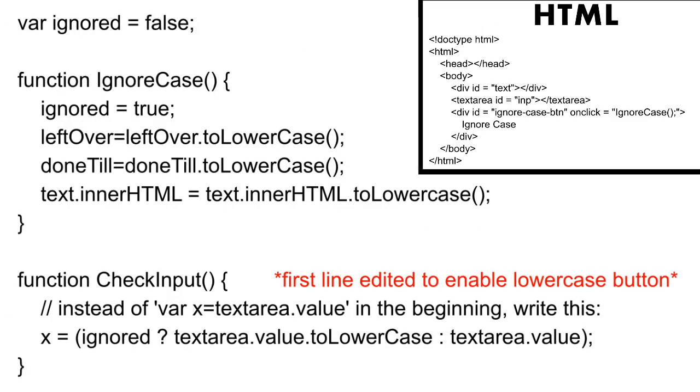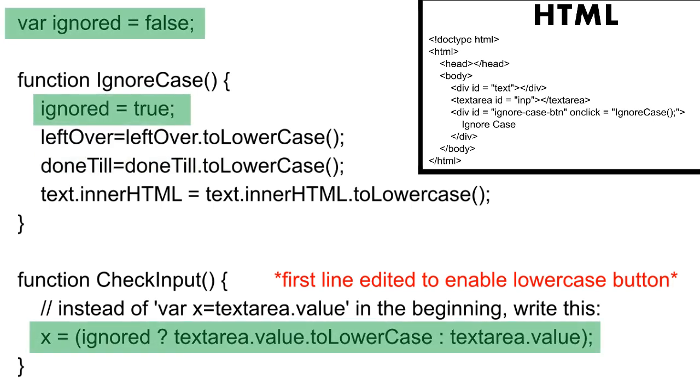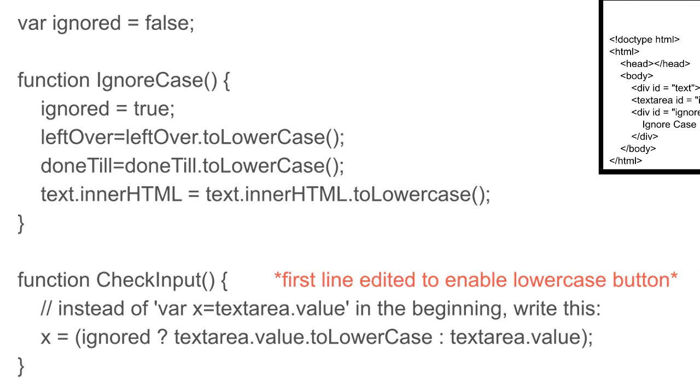The easiest part is making the ignore case button, and it is quite necessary as well if we see. Just use the to lowercase function for the leftover and done till variables. Also make sure that you are converting the text inside the text area also to lowercase every time the event on input is called. Now, this was how we would handle the text part.